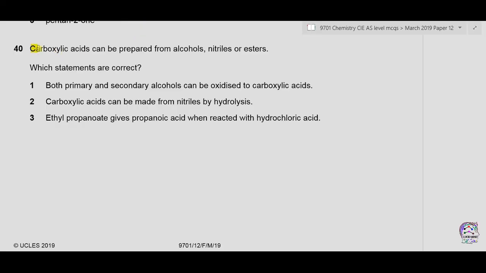Question number 40. Carboxylic acids can be prepared from alcohols, nitriles or esters. Which statements are correct? Number 1. Both primary and secondary alcohols can be oxidized to carboxylic acids. For primary alcohol, we know that primary alcohol first goes into aldehyde, and then converts to carboxylic acid upon oxidation. Secondary alcohols do not oxidize to carboxylic acid, they oxidize to ketone. So option 1 is incorrect.